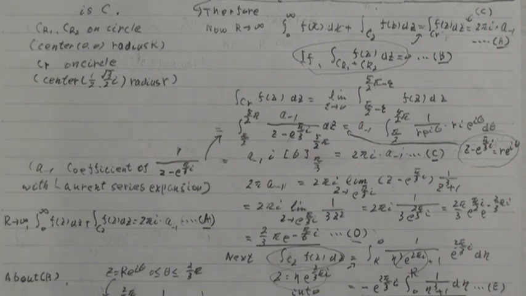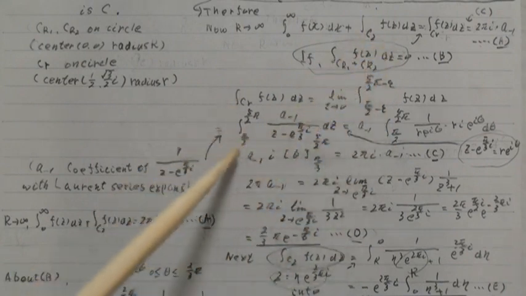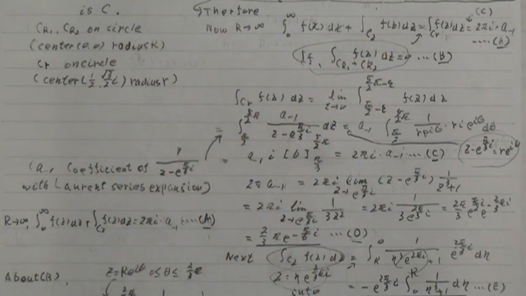And for the small arc, the integral of f is from pi over 2 minus epsilon to 5 over 2 pi minus epsilon, and as epsilon goes to 0, this is equal to the integral from pi over 2 to 5 over 2 pi.